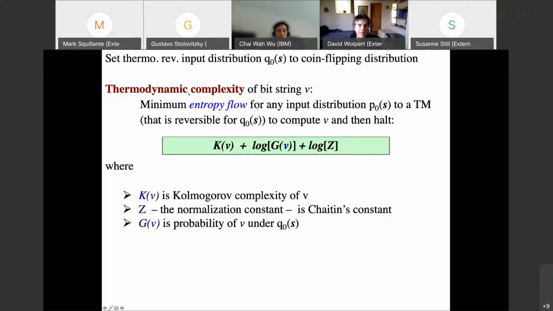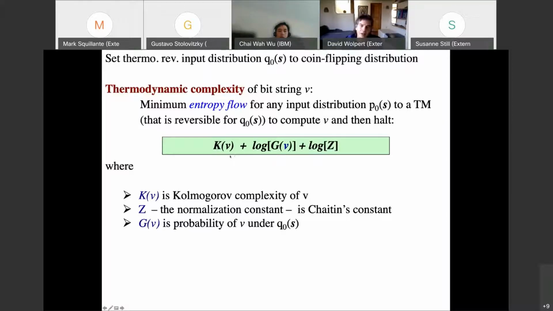Okay, but let's now ask a different question. The thermodynamic Kolmogorov complexity will be the bit string such that there's the minimal entropy flow for the Turing machine to compute V and then halt, given that particular input bit string. A very natural thing to consider. In fact, for computer engineers, this is arguably far more relevant than the standard Kolmogorov complexity. Well, what does that thing equal?